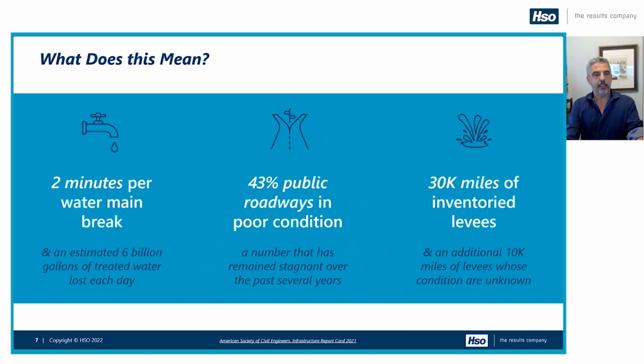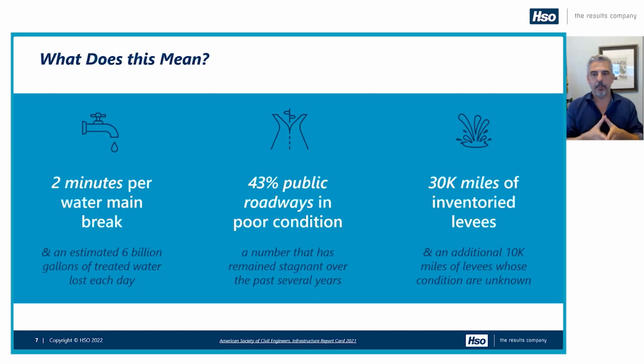There are some interesting stats that, when I started reading through them, were very overwhelming. One interesting one: every 2 minutes there is a water main break, which causes about 6 billion gallons of treated water to be lost on a daily basis. 43% of our roadways are in conditions that create traffic, which obviously creates challenges in pollution and other areas. And about 30,000 miles of levee systems are in questionable condition due to insufficient or untimely inspections. So as you think about this, it's a fairly bleak picture of where we are today.